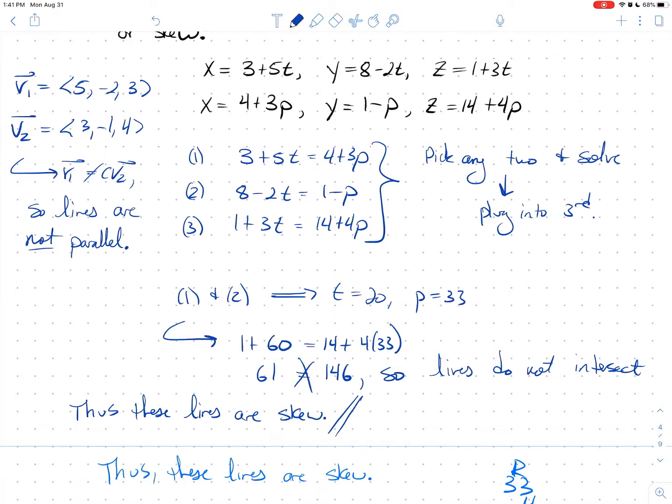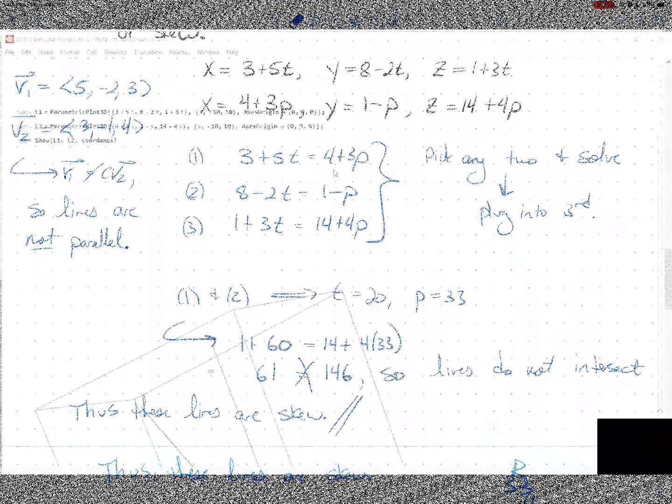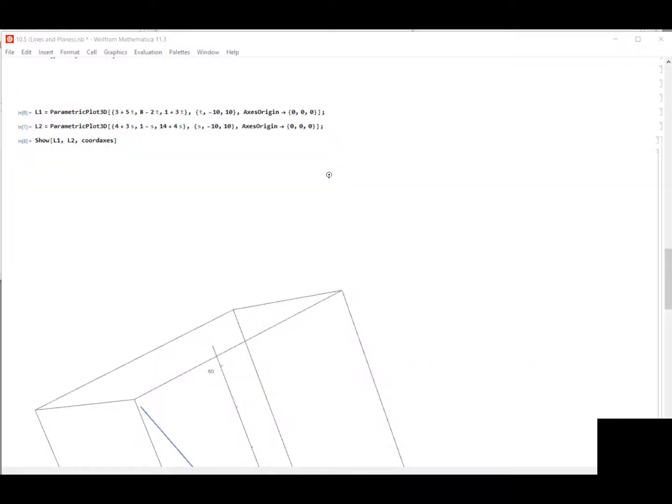All right, so let's go ahead and switch to Mathematica, and I want to show you a graph of this so you can see what's going on. All right, so I've got our 2 lines, gone ahead and typed them into Mathematica. I want to graph these lines at the same time along with the coordinate axes, which I've already typed in and entered. So the easiest way to do that is to use the Show command, and you just say Show and then the names of each of your graphics.